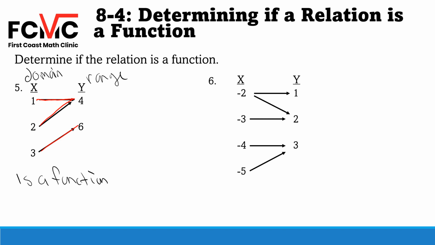But for number 6, right, if we look at -2 is paired with 1, and -2 is paired with 2. Because of that, because this -2 is paired with multiple y values, it's got 2 lines coming off of it, this is not a function.